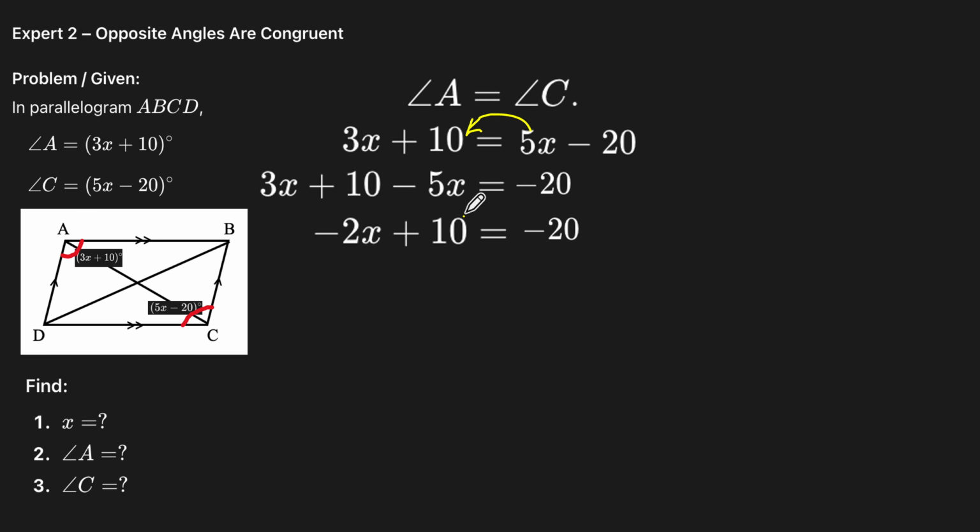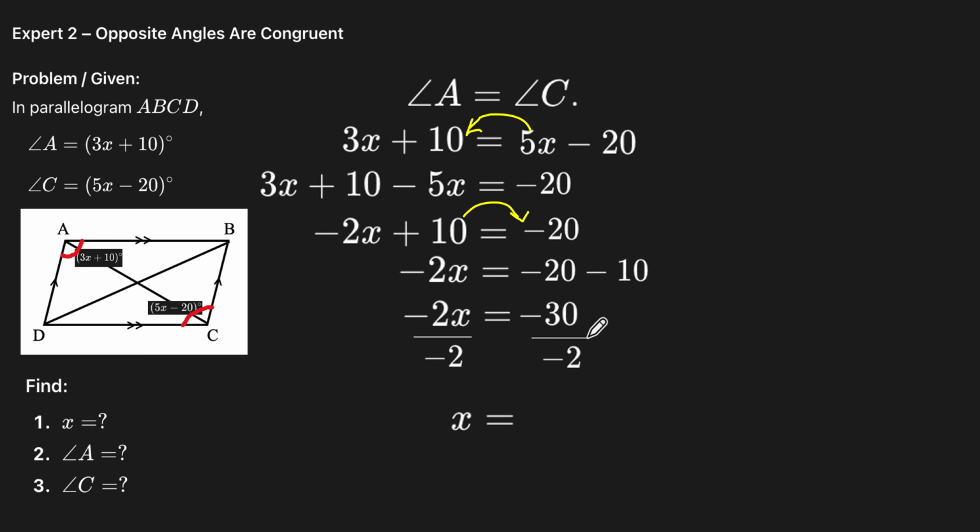Again, we have to transpose 10 to the right side of the equation to make it negative 2x equals negative 20 minus 10. Simplifying negative 20 minus 10 will give us negative 30. Dividing both sides by negative 2 will give us x equals negative 30 divided by negative 2. That is going to be x equals 15. And we just found the x, which is 15.